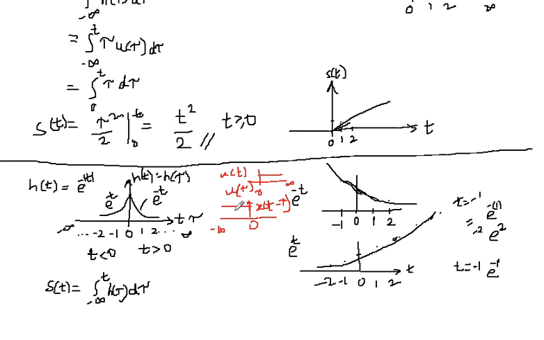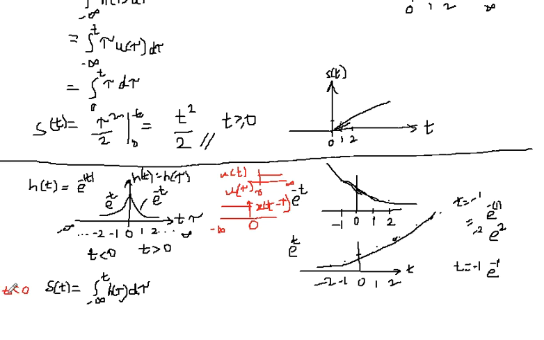Now, when these two are convolved, we have to consider t less than 0 and t greater than 0. For previous problems, the situation was not there, because those signals were not present on the negative side, but this one is present. So we have to solve this s of t for t less than 0 as well as for t greater than 0.